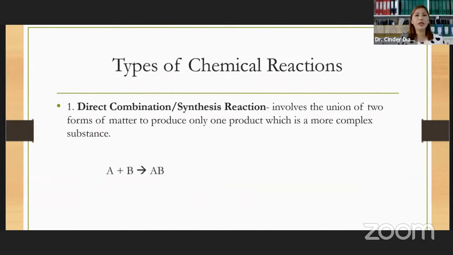So, the general formula for the direct combination or synthesis reaction is A plus B, that will give you a product of AB. Okay. So in the next video, I will be showing you a common reaction of a magnesium ribbon and oxygen. Let's try to look at this.